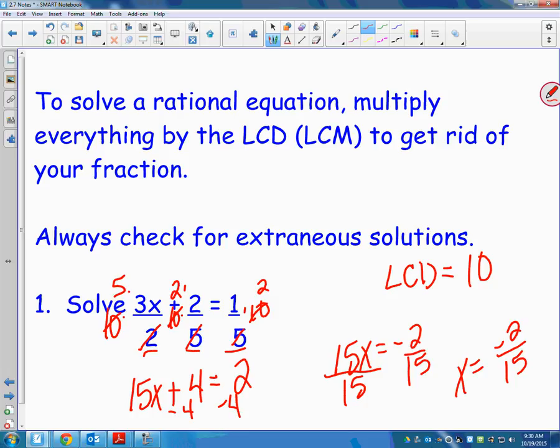Now, I said we need to check for extraneous solutions. We don't need to check for extraneous solutions in this problem because there's no x's in the bottom. But we'll look at one in a minute to do that. So we're going to take this same idea and expand it to polynomials, which means we might have a factor. We might have to get a common denominator with x's. But again, it's something that you did in Algebra 2 last year that hopefully isn't that bad to do. Questions on this?